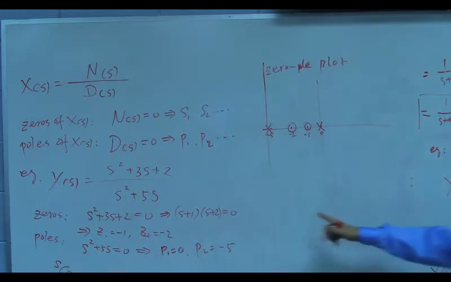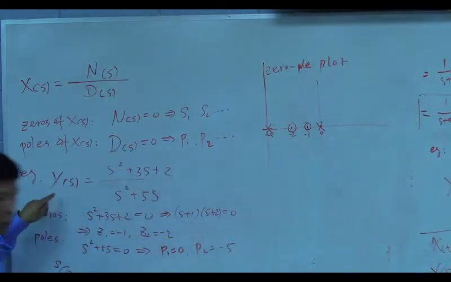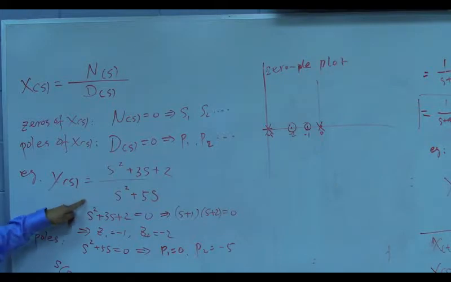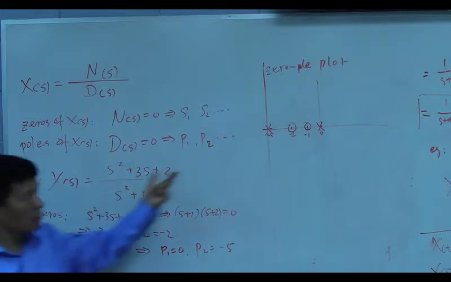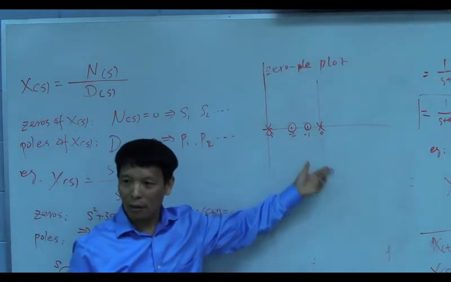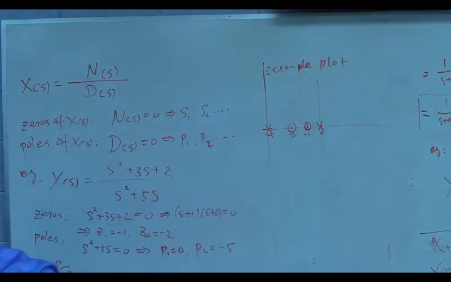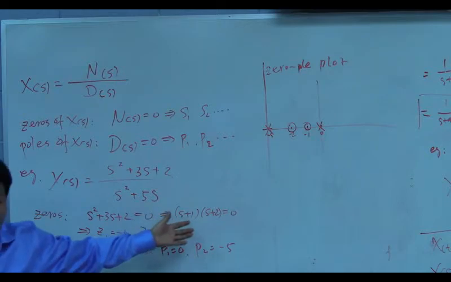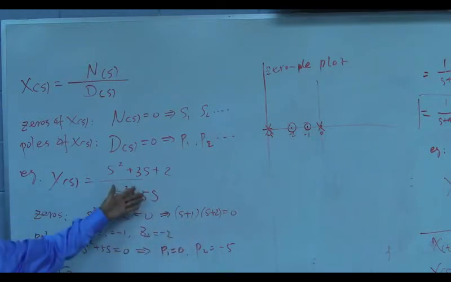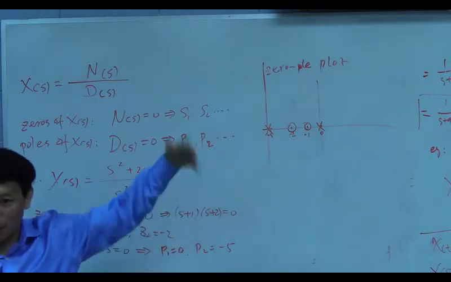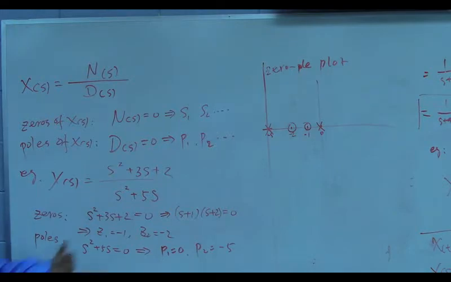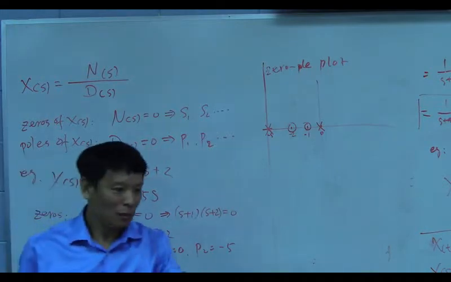Alright, so in this example I give you the Laplace transform. You need to know how to calculate the poles and the zeros, and you need to know how to plot this. Any questions on this? Can you do this? Yes, right? You calculate the poles, zeros, you plot on the plot. That's it.